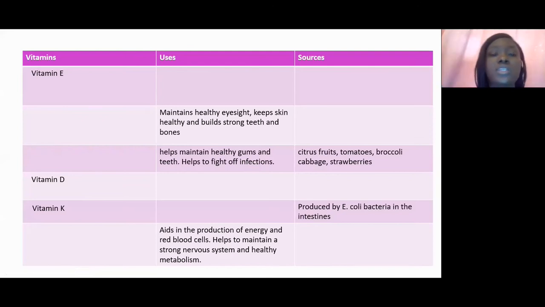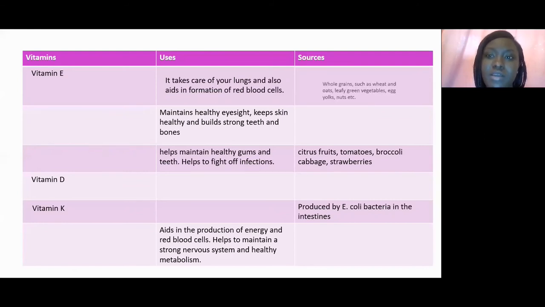Vitamin E. What is the use of vitamin E? What did we say was the use of vitamin E? Okay, we said the use of vitamin E is to take care of the lungs or the organs of the body, and it also helps in the formation of red blood cells. Sources of vitamin E: whole grains, leafy greens, eggs, nuts, all those good stuff.